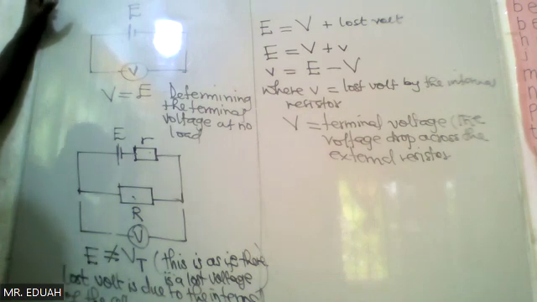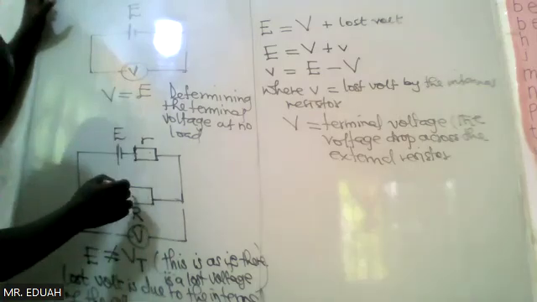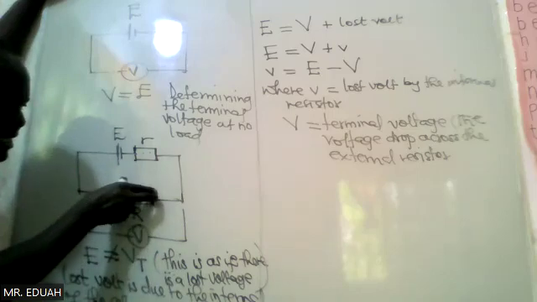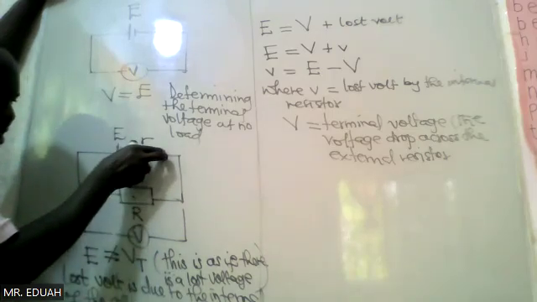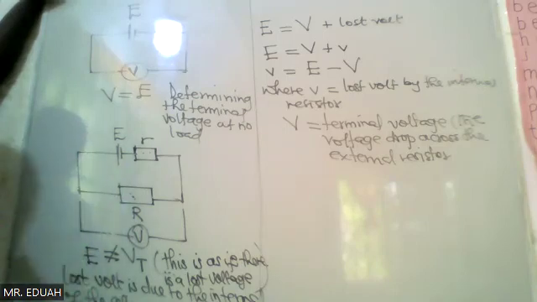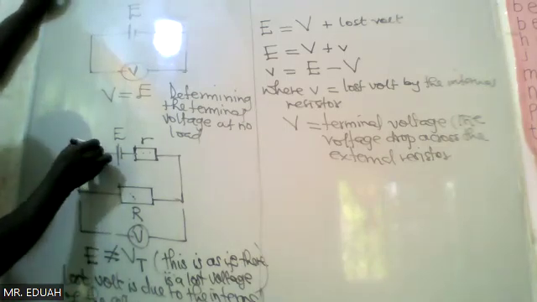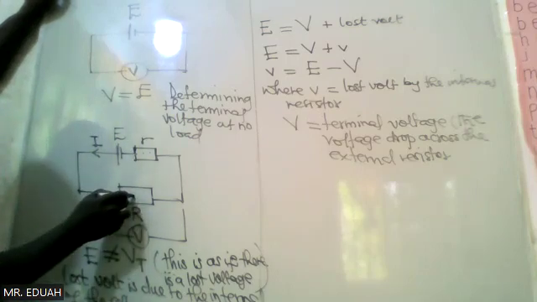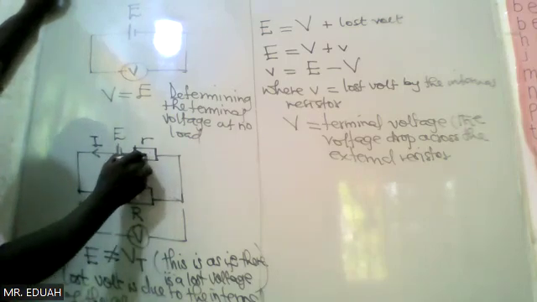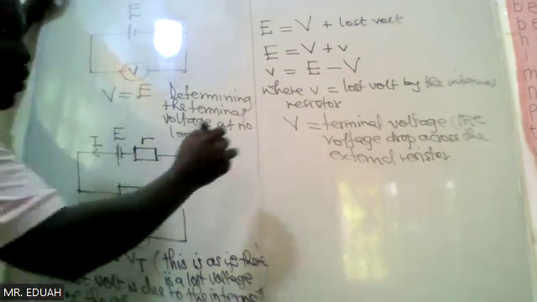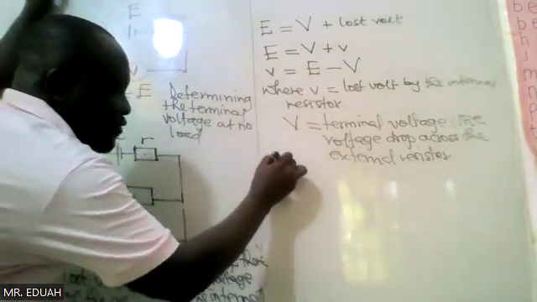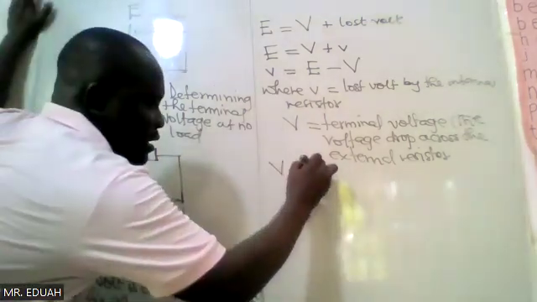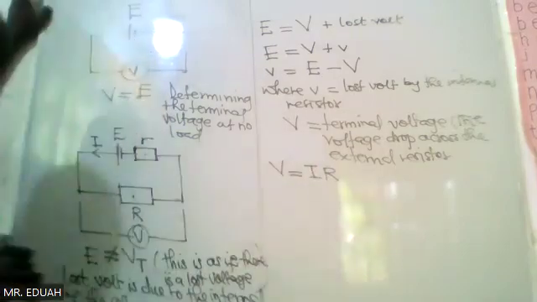So if this is in series with this, then the voltage drop across this plus the voltage drop across this must be equal to E. If the source current is I, then the same current will pass through this, and the same current will also pass through this. So the expression for the terminal voltage, big V, is equal to I times R.